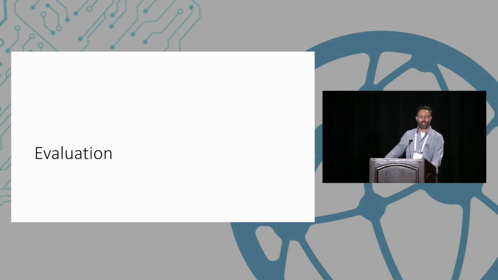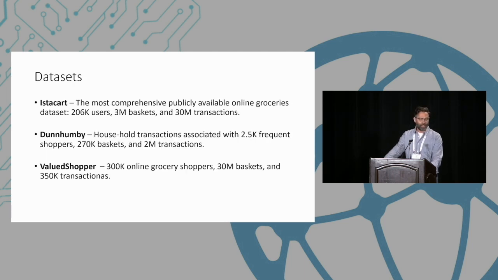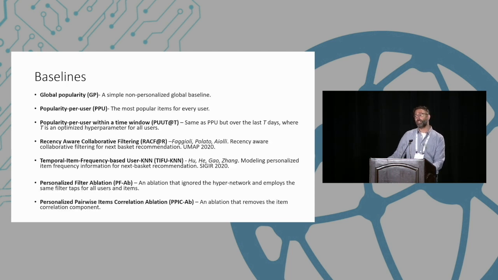So in terms of evaluations, we considered 3 datasets, Instacart, dunnhumby, and Value Shopper, and multiple baselines, including several types of personal popularity baselines that were shown by the objective survey to perform very well in this type of problem, actually better than some of the other models that were proposed. We also included some state-of-the-art models that were also shown in a general survey to perform better than others, including also 2 ablated versions of our own model. One ablated version was canceling out the hypernetwork in order to show the contribution of the hypernetwork, and the other one canceled out the item-to-item correlation component to show the contribution of that component.